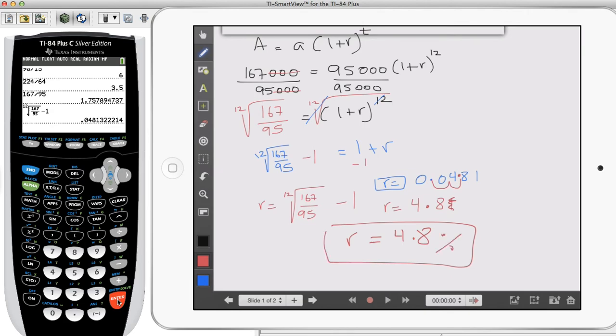So this number that you just found, remember, you will always find it in decimal form. To change it to a percent, you have to move the decimal twice to the right. And that's number 4.